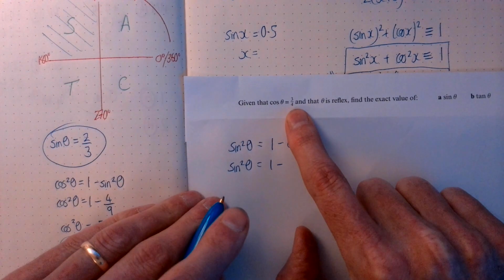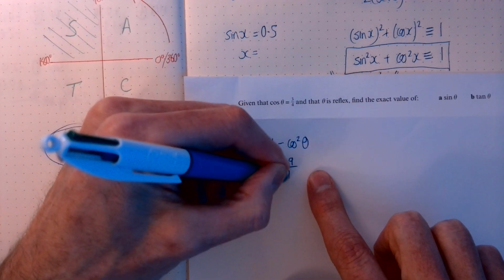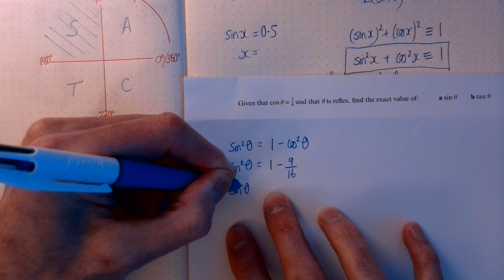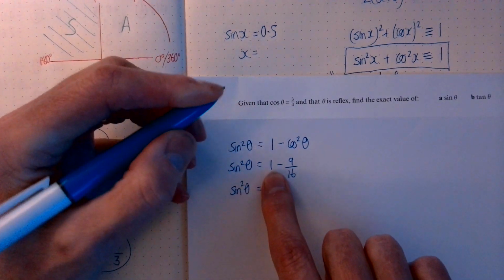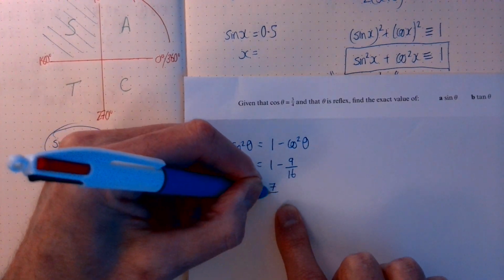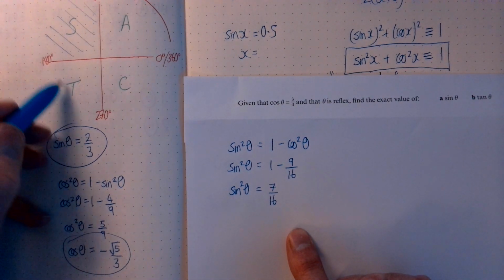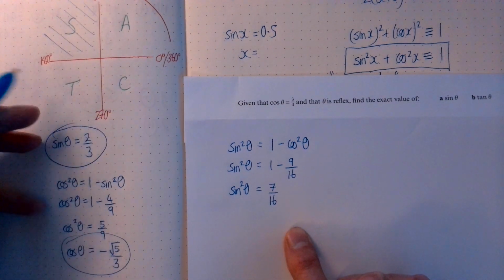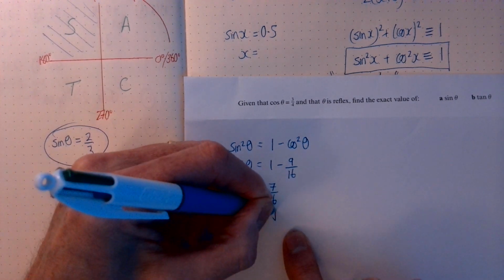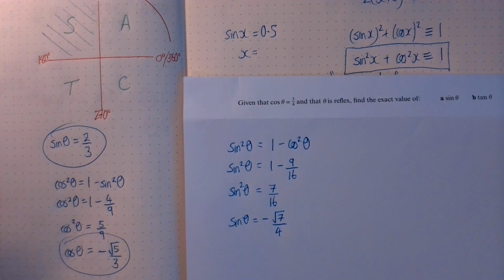1 minus, well, if that's cos theta, cos squared theta is just that squared, so that's 9 over 16. So that means that sine squared theta is 16 over 16 take away 9 over 16, so that's 7 over 16. But remember I said reflex angle, sine will always be negative, so that means that sine of theta is minus the square root of that. I don't know the square root of 7, but I do know the square root of 16.